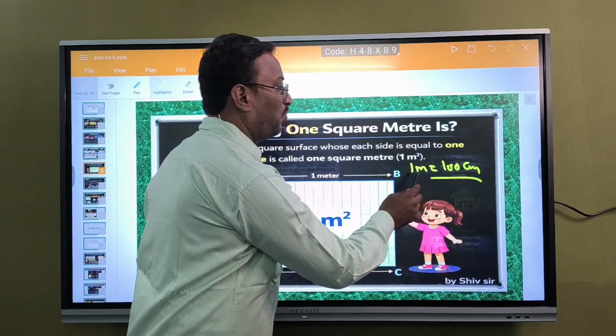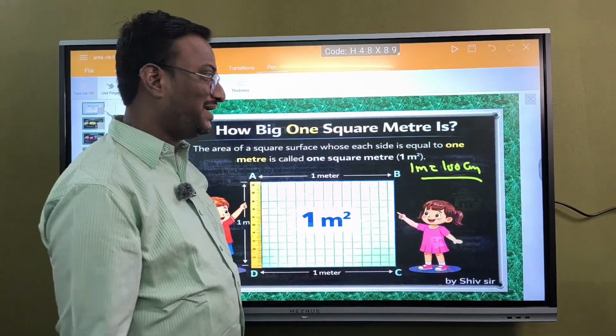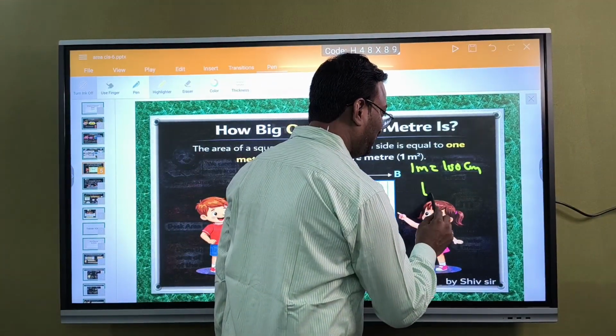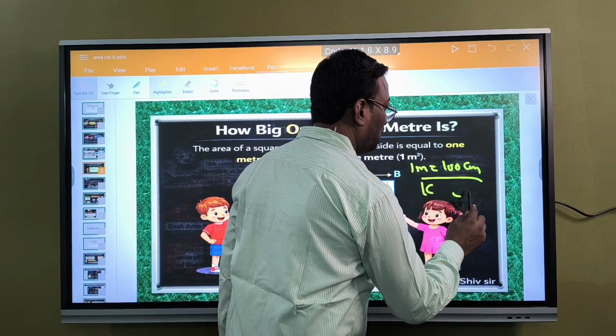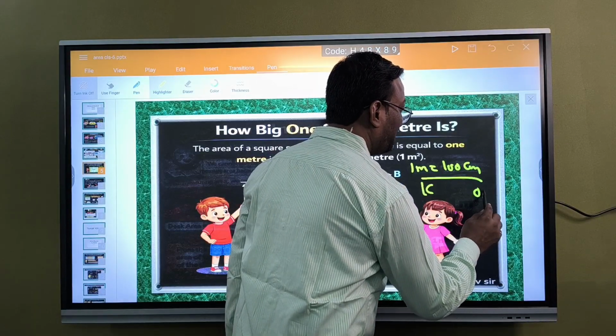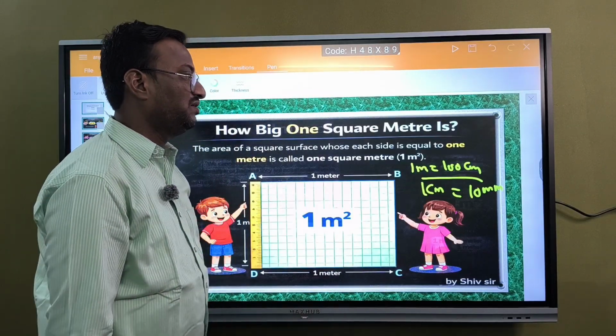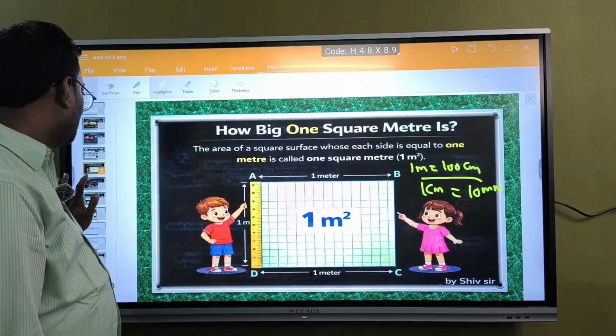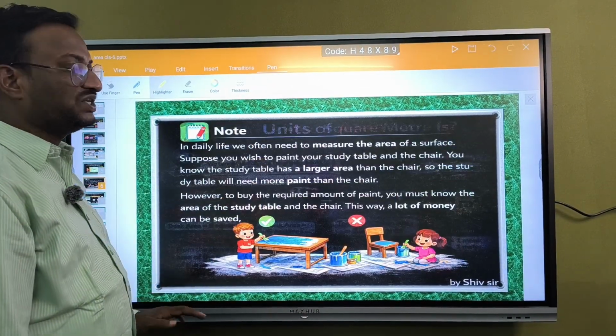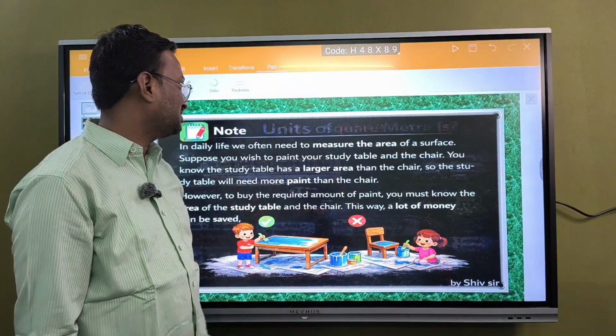Remember children, 1 meter is equal to 100 centimeters. 1 centimeter is equal to 10 millimeters. So these things you should remember, children.